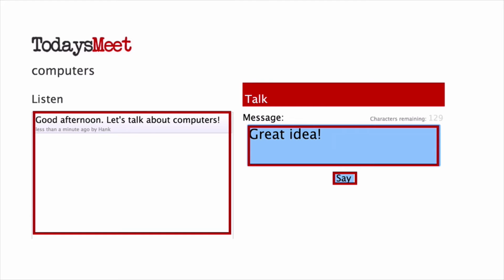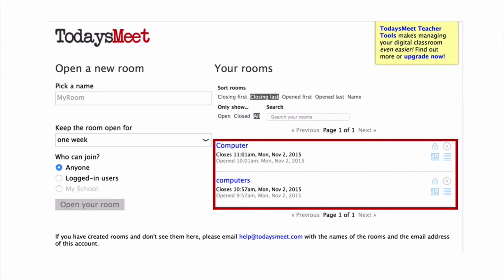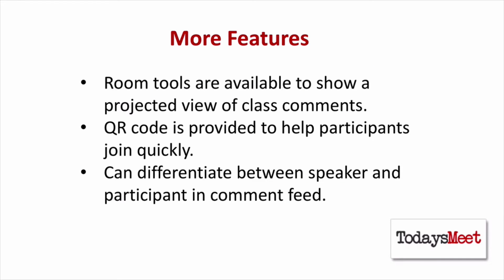Students type their message in the box provided and click Say. The response is listed with the other responses on the left side of the page. If the teacher has created an account, unwanted responses can be deleted. Teachers that create an account will see this window when they log in. Previous rooms are listed and can be managed here. A transcript of the conversation can be printed.